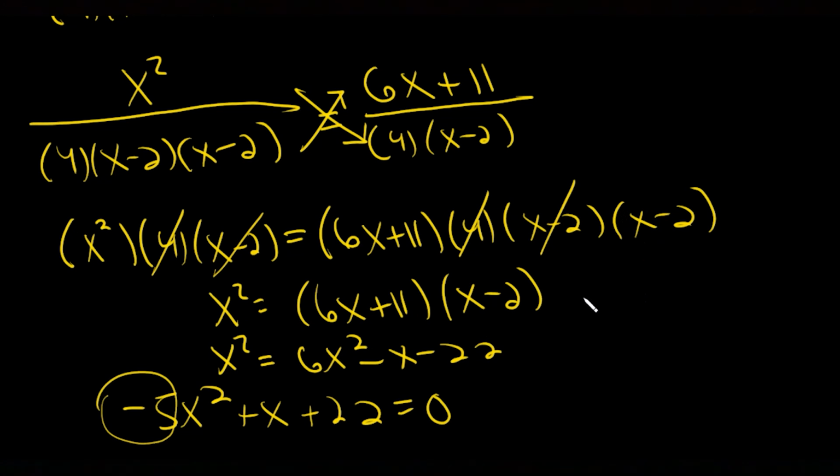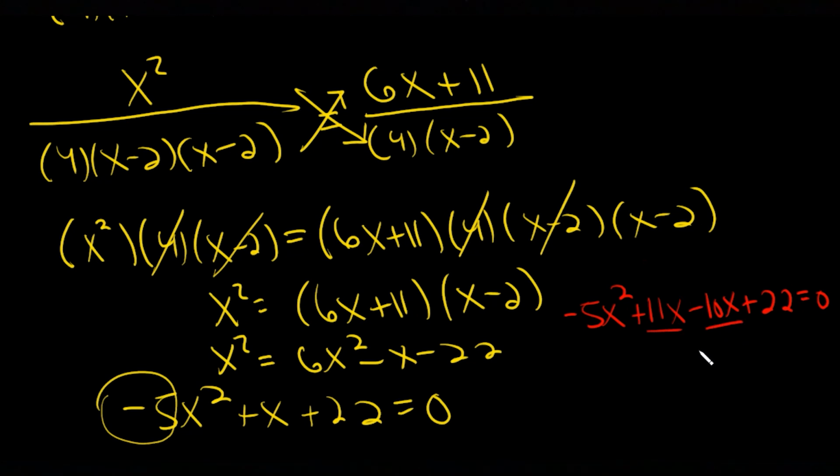So the two numbers that we came up with were negative 10 and positive 11. So I'm going to write here negative 5x squared, and then we're going to put positive 11x, negative 10x, and then plus 22, all equal to 0. So again, these are the values that we came up with.